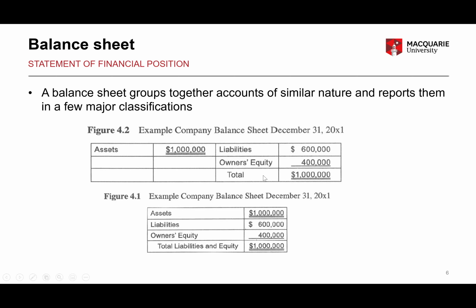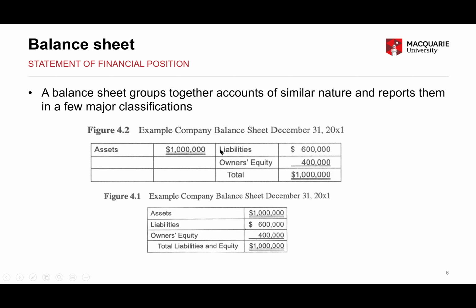And then we're thinking about how are those assets funded? So where would we get the funding for those assets? Well, we may have liabilities, which are external parties that the business owes money to, right? So these are borrowings, if you like, and owner's equity, which is the owner's investment in the business.